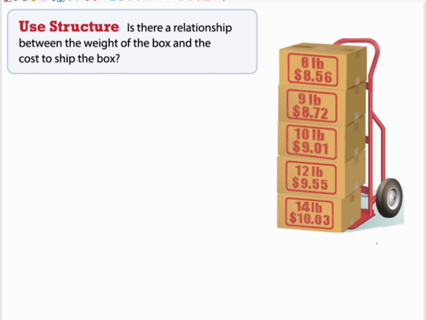So using structure just means giving it a framework, giving it a skeleton so that we can hang our information on it. And what they did here was they put the biggest box on the bottom, and the smallest box on the top, and they showed it like that. So is there a relationship between the weight of the box and the cost to ship the box?